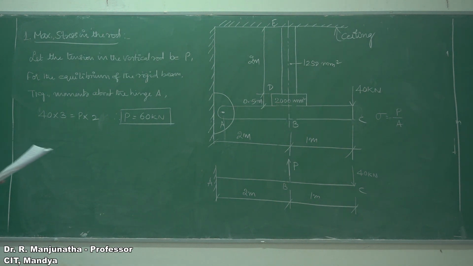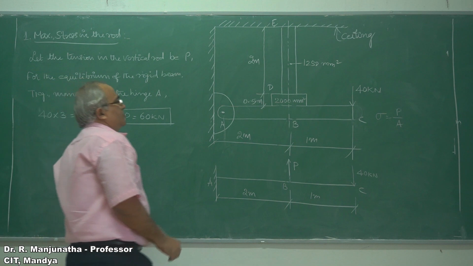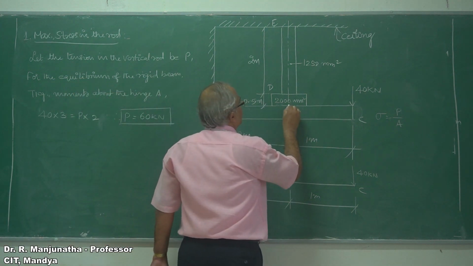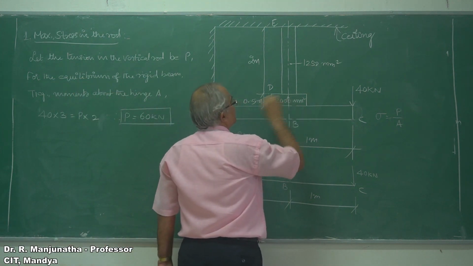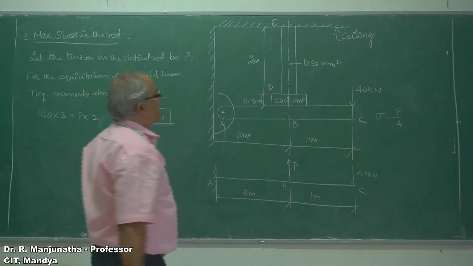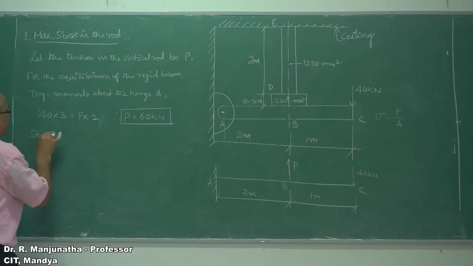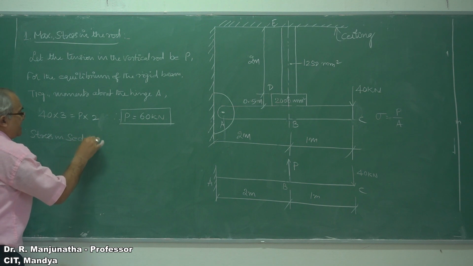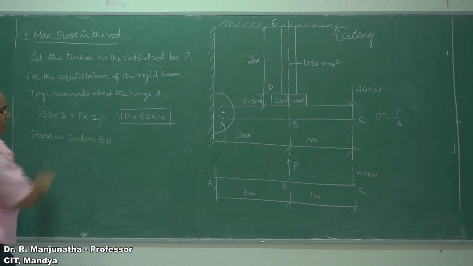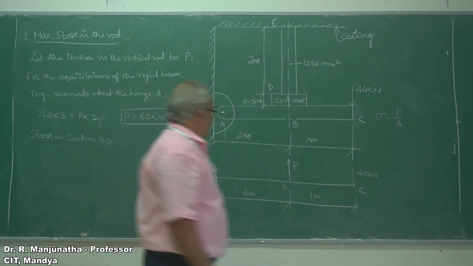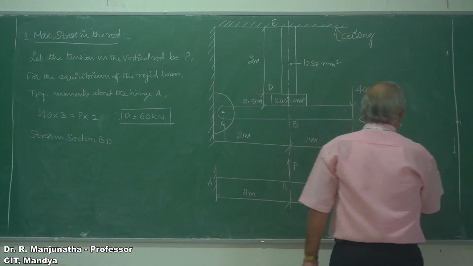Now, once we have the 60 kilonewton, the load acting on this will be in the upward direction, so we will have the value of P. Now we will find the stresses. The stress in section BD. So in order to find the stress in BD, we will consider B and D.